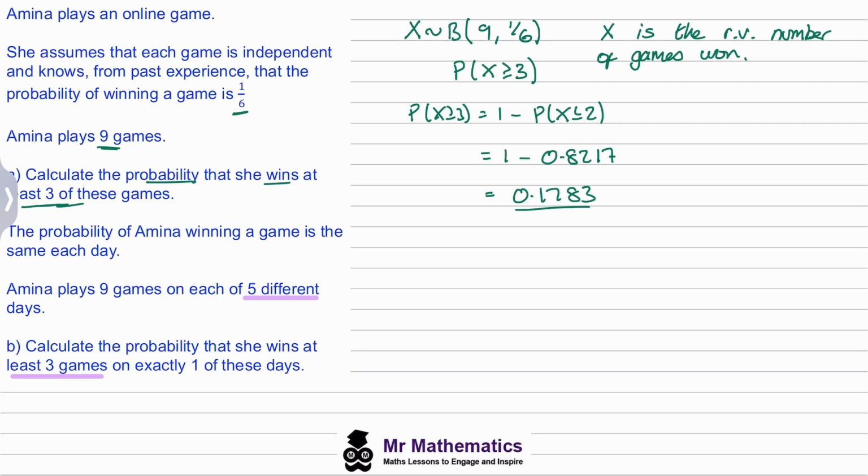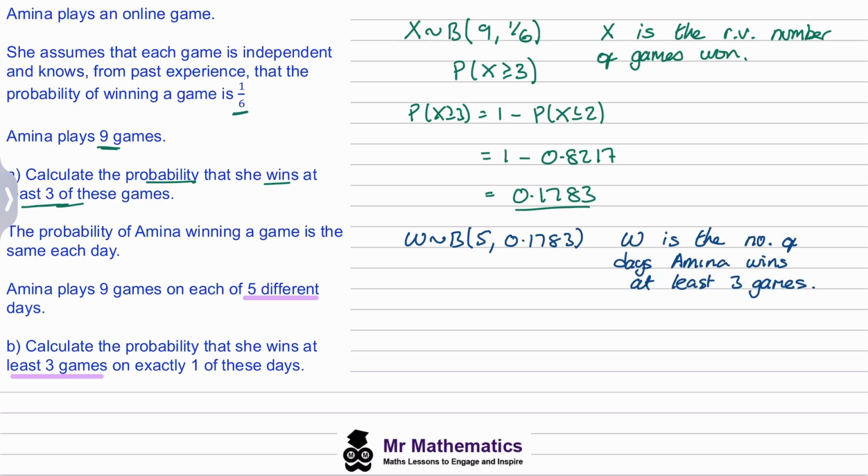So if we define our new model, we'll say that W is distributed binomially with a trial size of 5, and our probability of success now as 0.1783, where W is the number of days that Amina wins at least 3 games. And we want the probability of W equaling 1.